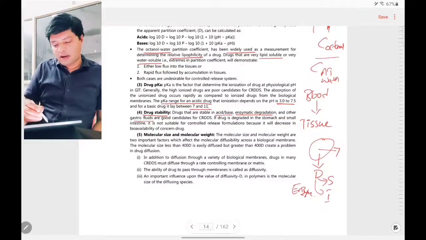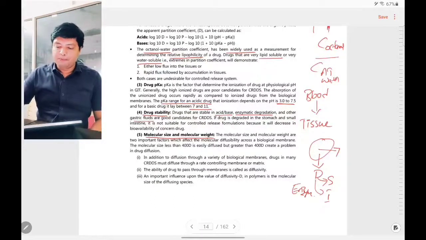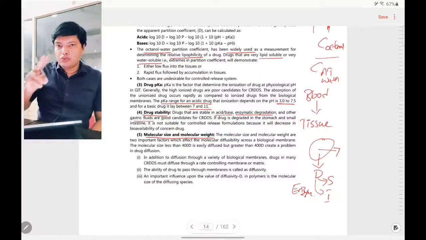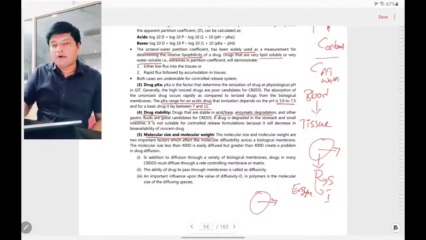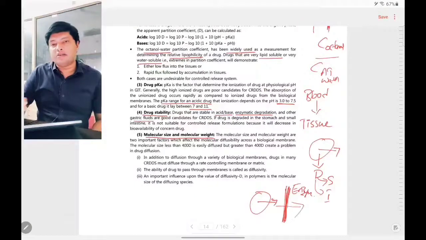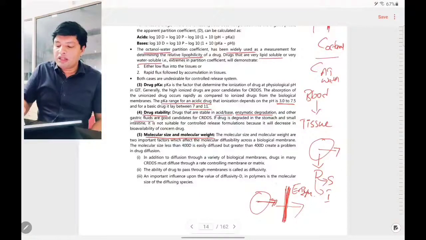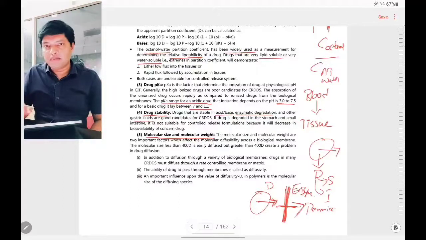Then we have another factor, the physicochemical factors of the drug, that is molecular size and molecular weight. We have two passages for the drug. The drug should pass from the polymer matrix to come out of the dosage form, and it should also pass through the lining of your stomach. So it has to pass two times. The drug coming out from the polymer matrix, we call diffusivity. The drug passing through your lining, we call permeability. So we have two different terms, diffusivity and permeability.